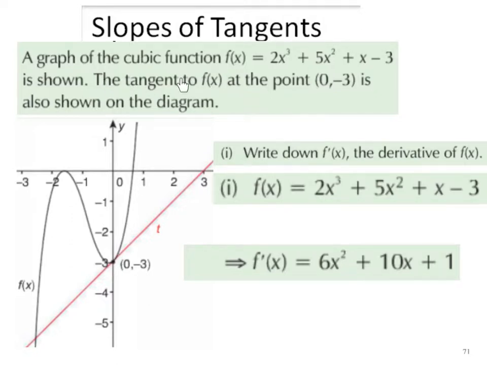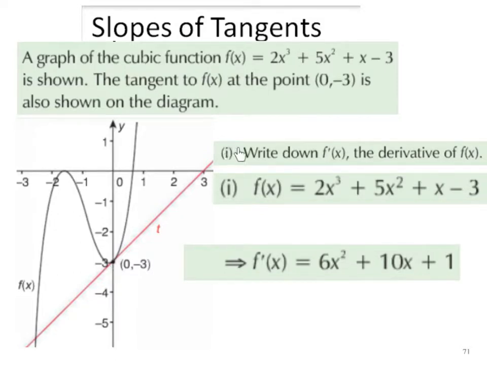The tangent to f of x at the point (0, -3) is also shown on the diagram. So a tangent is a line that touches a curve at one point. So the red line here is the tangent, and this is the point (0, -3) where it touches the graph.